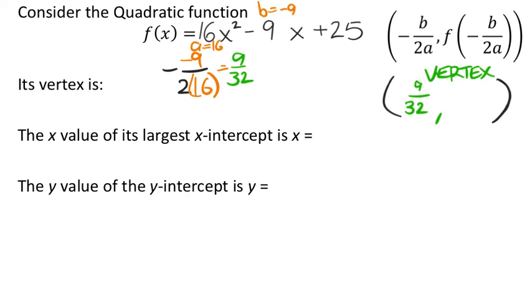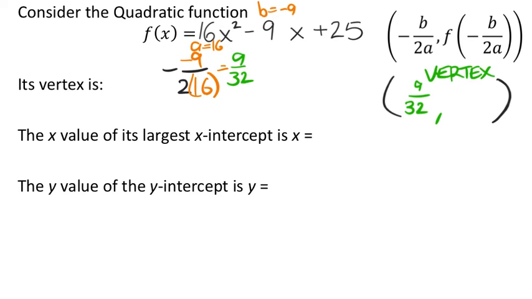What I then need is my y value. So I'm just going to use my calculator. Again, I'm just replacing these x's with 9 over 32. So I'm actually going to store that in for x right there. But I got 16x squared minus 9x plus 25, enter. Ooh, it's pretty ugly. Oh, it's way ugly.